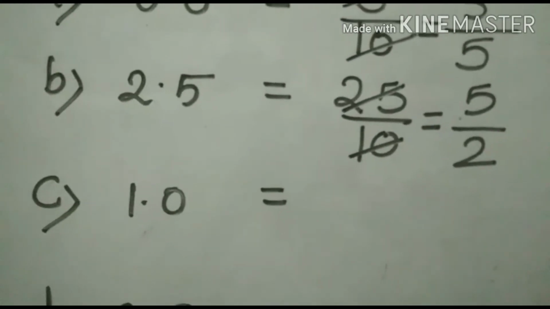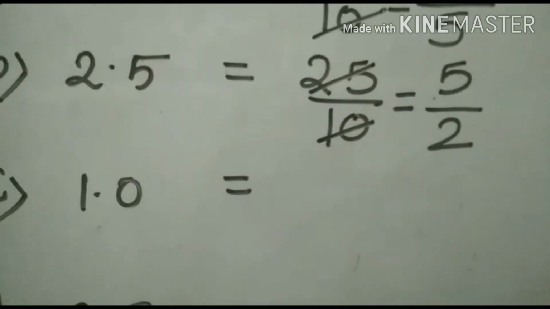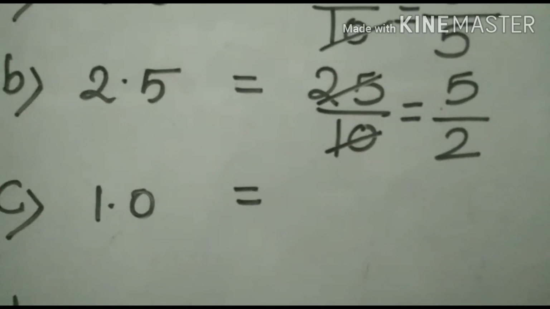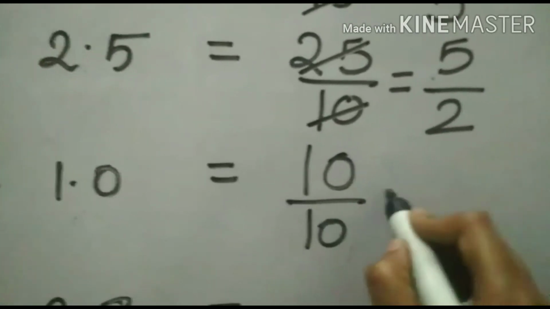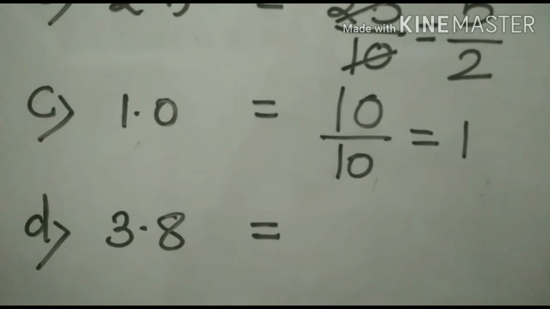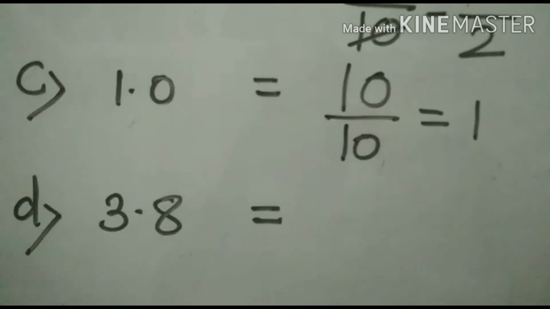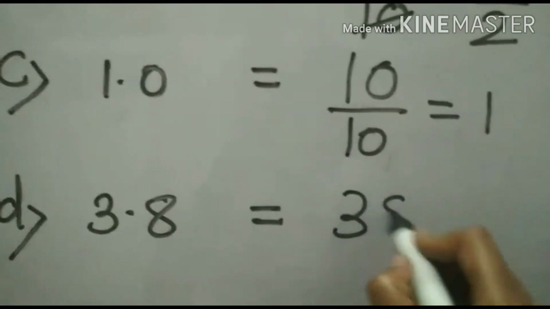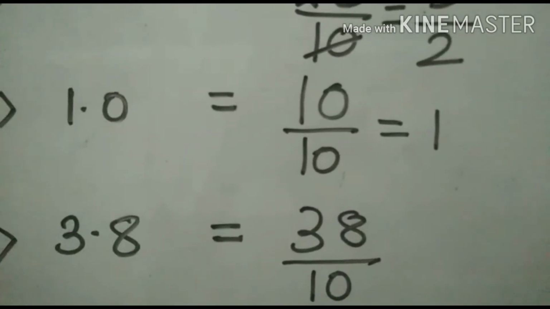The next decimal number is 1.0. 1.0 is same as 1. But if you want to write it as a fraction, how will you write it? 10 by 10. And 10 by 10 is same as 1. Taking the last example, 3.8 is the decimal number. 3.8 will be 38 by 10 in fraction.